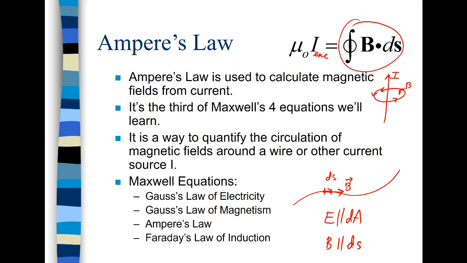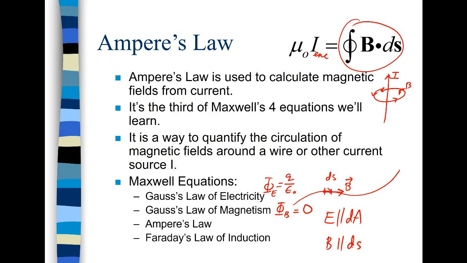So this is the third of our 4 Maxwell equations, Ampere's law. Remember the first one, Gauss's law of electricity, that was how much electric flux was going through a surface, and that was Q over epsilon naught. The second law, Gauss's law of magnetic flux, said basically that magnetic flux is equal to 0. Ampere's law is like a flux, but it's more of a circulation.